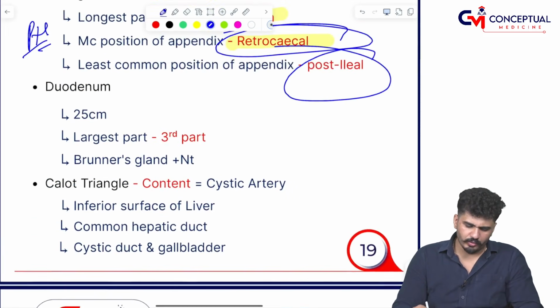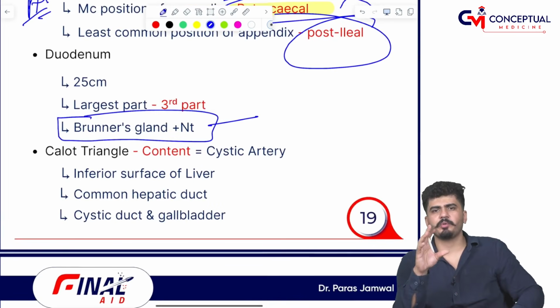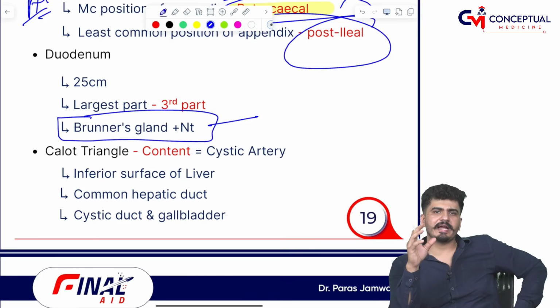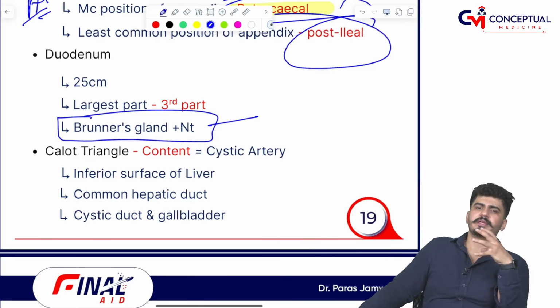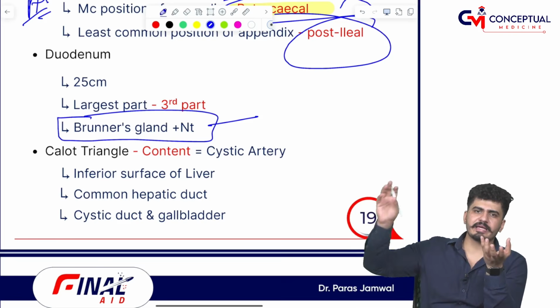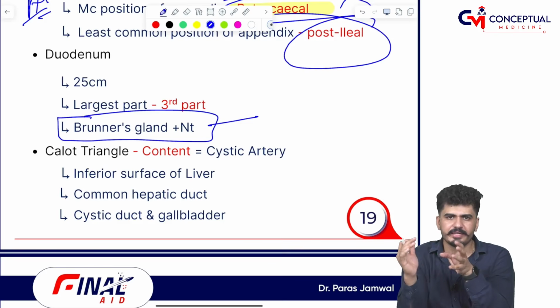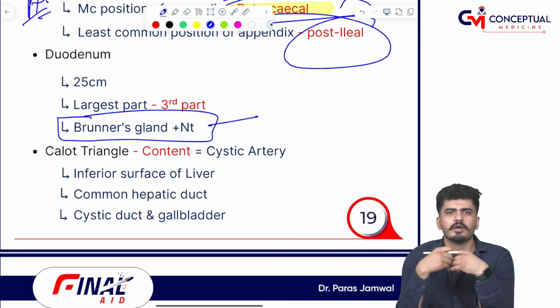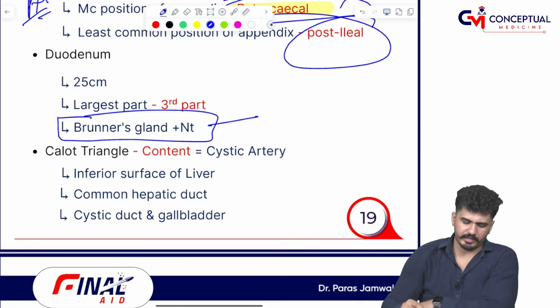Now coming to the duodenum. What important thing is present in the duodenum? Brunner's gland. What is the importance of Brunner's gland? Brunner's gland acts as a buffer, secreting bicarbonates. When acid comes from the stomach, it is highly acidic and can burn the intestines, so it has to be neutralized. Brunner's gland is present and produces the bicarbonates.